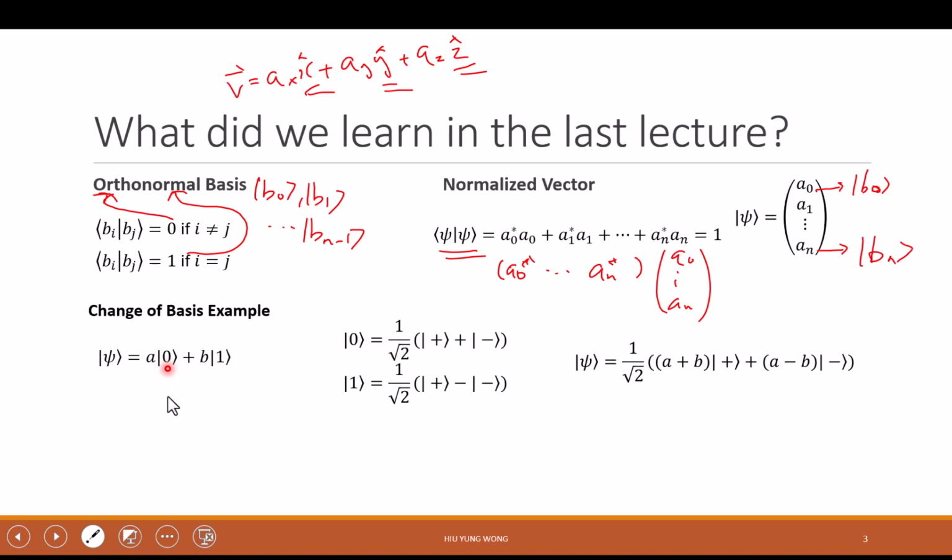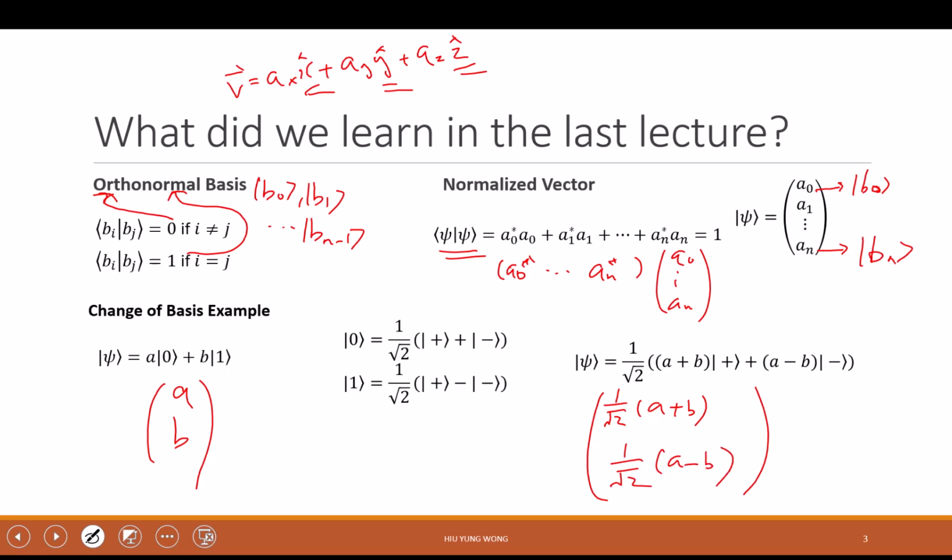If I know that basis 0 equals a linear combination of plus and minus in this way, and 1 is plus and minus in this way, then I just need to substitute and do the grouping. I have successfully changed the basis from 0 and 1 to plus and minus. Just note that they are equivalent, right? But when I write the matrix form, a column vector, it will be written as a, b. While in this case, it will be written as 1 over square root 2 (a plus b), 1 over square root 2 (a minus b). Why? For the same vector, we have different entries.